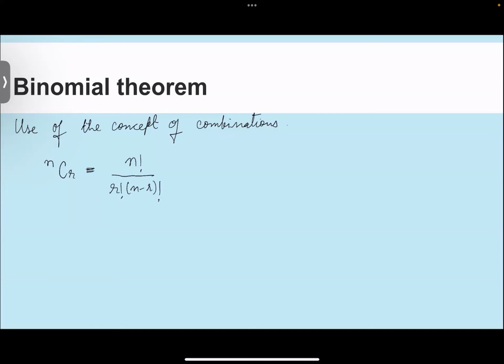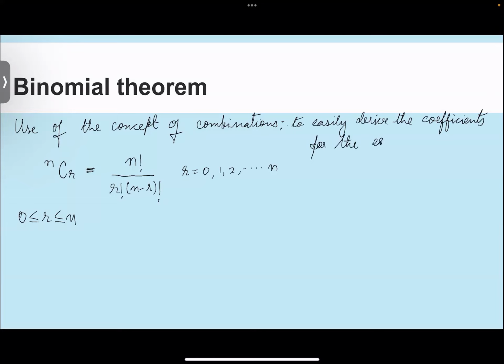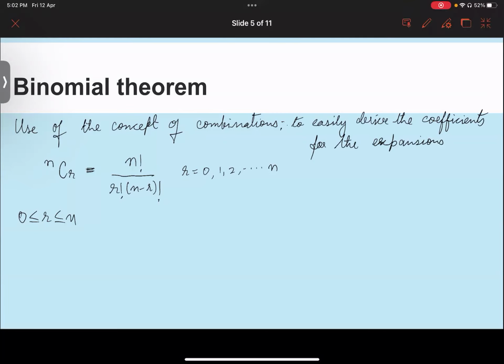Over here your r ranges from 0 to n. So your r will start from 0, then go up to 1, 2, 3, all the way up to n. We use the concept of combination to easily derive the coefficients for the expansions. So this is helpful. The concept of combination is going to be helpful when we want to derive the coefficients for different kinds of expansions.